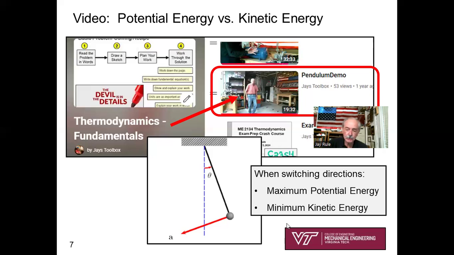And also as it switches direction, ultimately the velocity has got to be zero there. And so at this maximum point, it's a maximum potential energy and minimum kinetic energy. I'd suggest, maybe just out of interest, to get a better feel for the interplay between potential energy and kinetic energy for a pendulum, have a look at that 19-minute video.